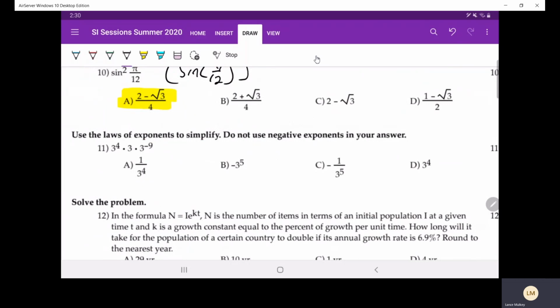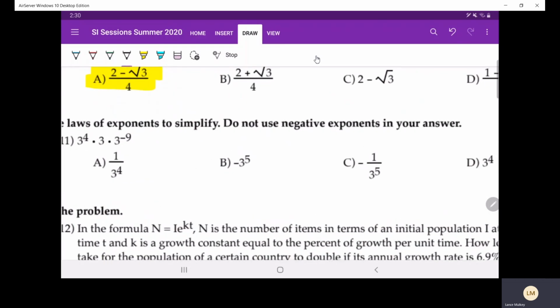So, right here you have the same base. Since you have the same base, you can add them all together. So 4 plus 1 minus 9 equals 3 to the negative 4, which equals 1 over 3 to the 4th. Booyah.